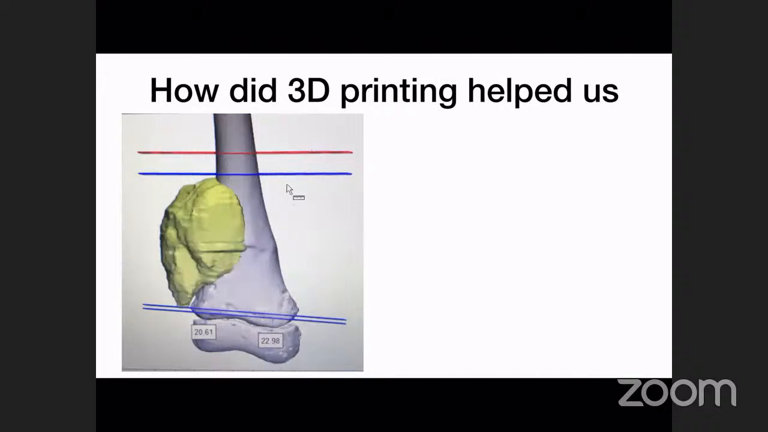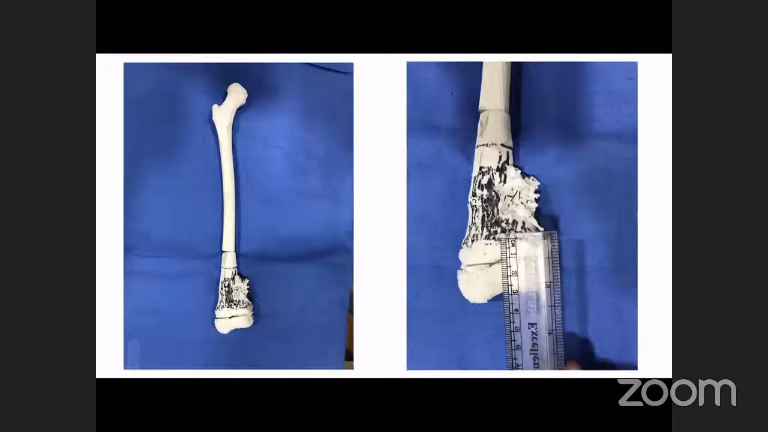So with the help of all these images, we decided that we will have a cut just at the level of the physis. Obviously, we don't have navigation at our setup, so that question was out, that we will not be able to use navigation. Then the next question was, how will we be able to do the cut? The best option was to do a simple IOATV guided cut through the physis. And so we went ahead with that plan.